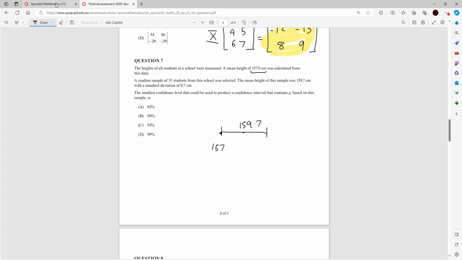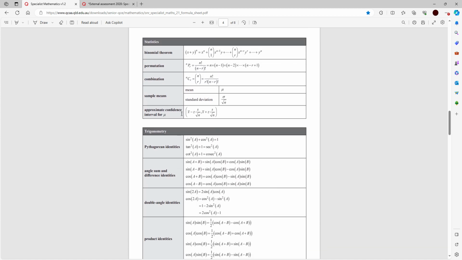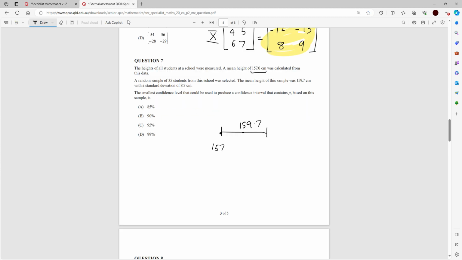So the length of a confidence interval is calculated by this particular formula. Okay, so x bar means the mean. The confidence interval is x bar plus or minus the z-score of the confidence level, times the standard deviation over the square root of the sample size. So plus or minus gives you that length. In other words, x bar in this case is 159.7.